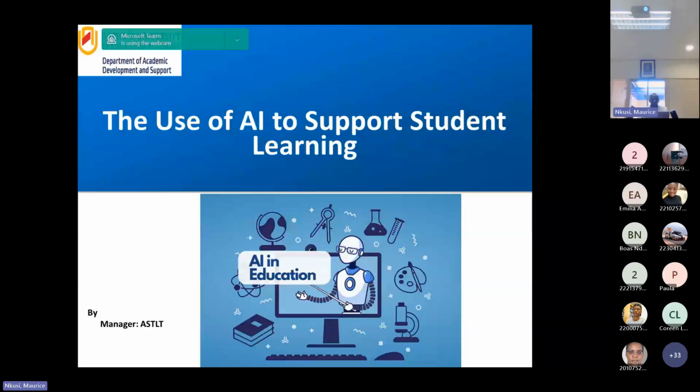Because sometimes, I think this is something that you have seen in class when lecturers explain, sometimes you don't get things right. You may even ask the lecturer to provide more explanation, but even then you realize you didn't get it right. So we are going to show you how you can use this technology to enhance your understanding of concepts that you learn in class.